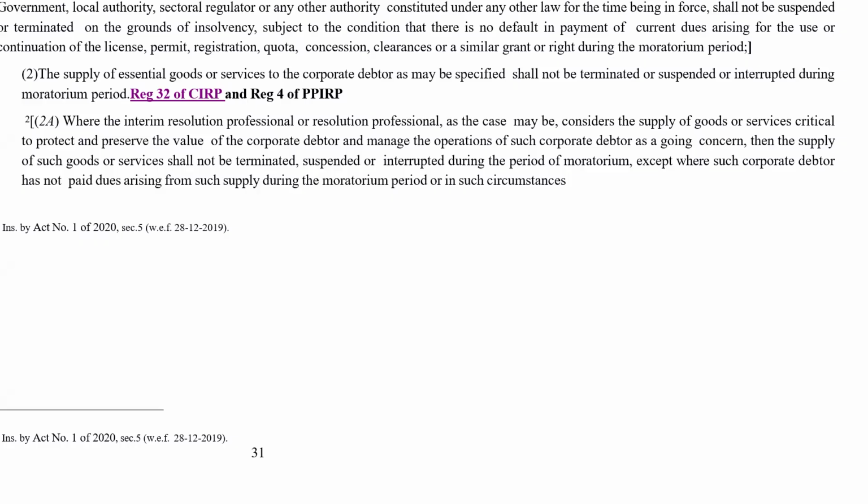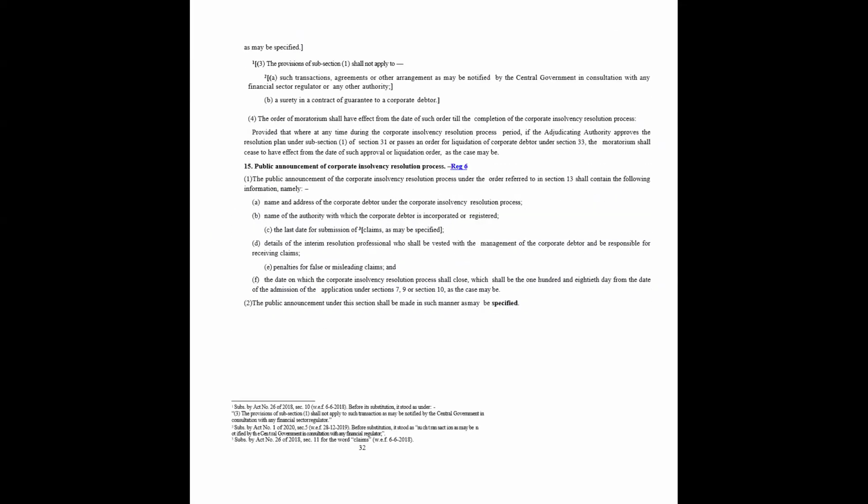Third is, suppose some goods or services are critical, right? To protect and preserve the value of the corporate debtor and manage the operations of such corporate debtor as a going concern. So a company is into the business of running a turbine unit, right? And coal is an essential input for that. So then it says, as long as the current dues are being cleared, supply cannot be interrupted. Why? Because otherwise it will affect the going concern status. And once going concern status is affected, then no buyer will come.